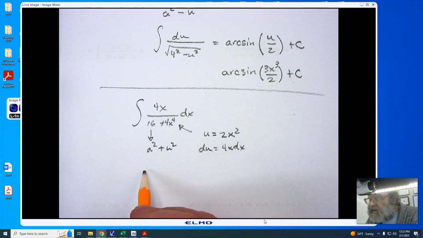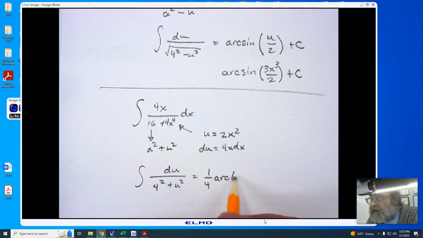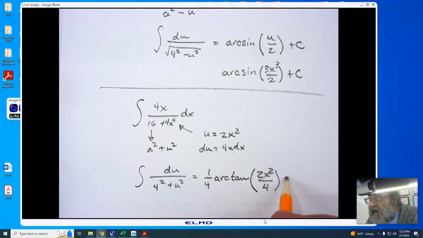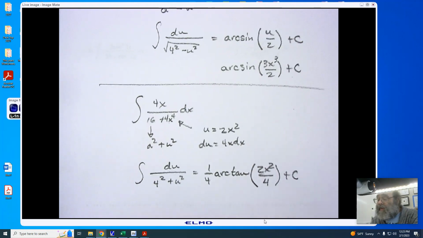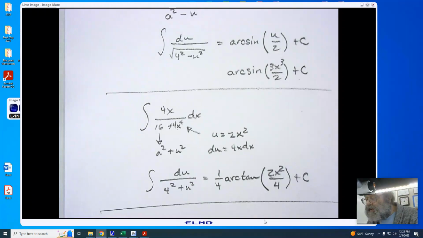So we're going to go ahead and we're going to start substituting our pieces. I have the du in the numerator, and I have 4 squared plus u squared, and this will allow me to work with 1 over 4, arc tangent, and I now have 2x squared divided by 4. Now I can reduce this if I want, but I'm going to leave it like this. This brings us to number 6.